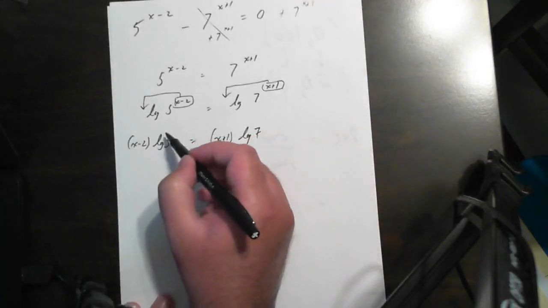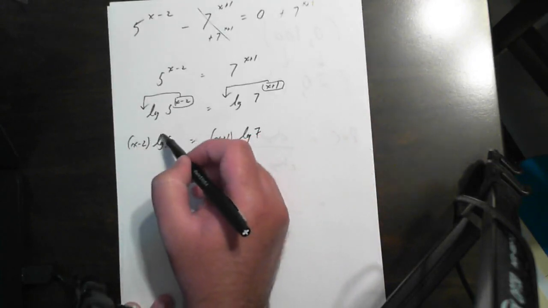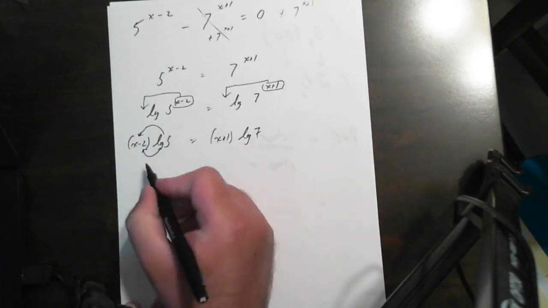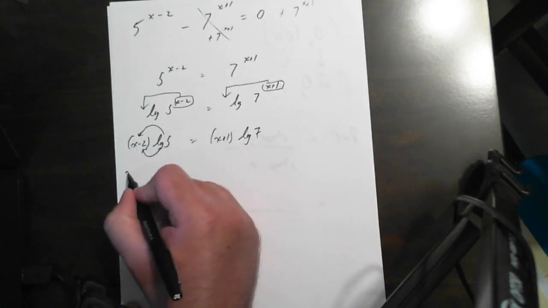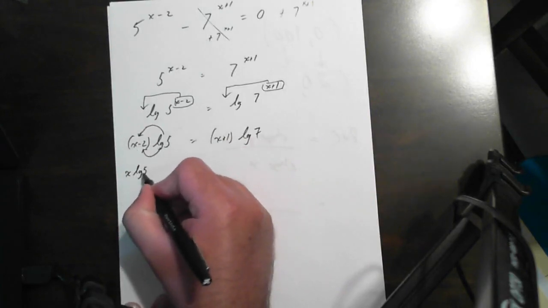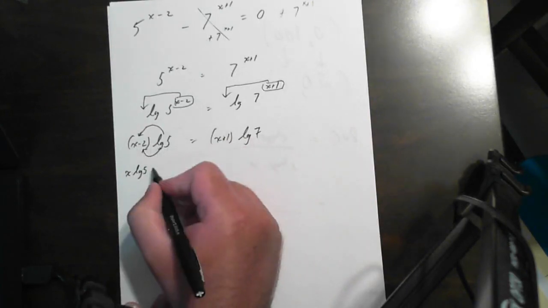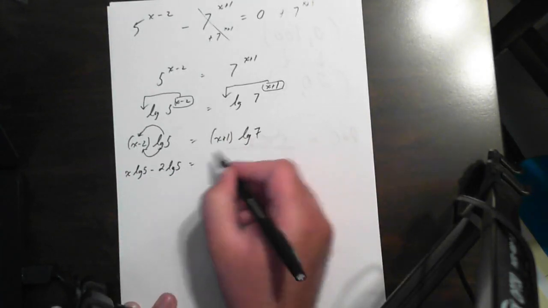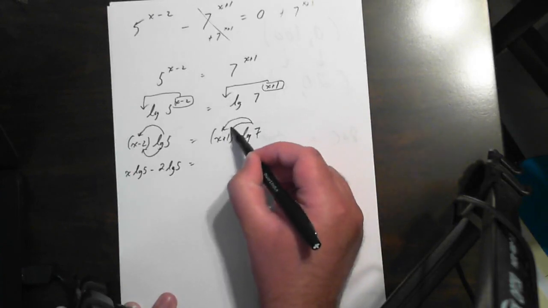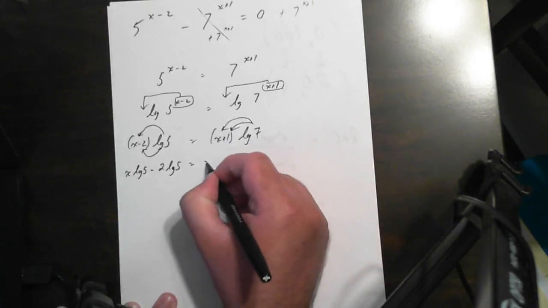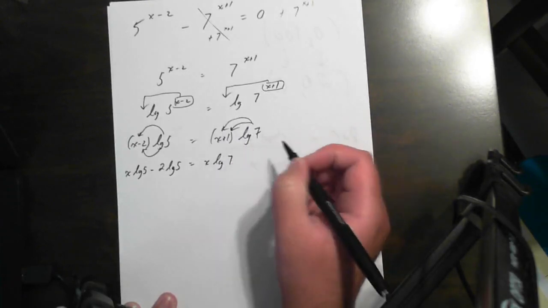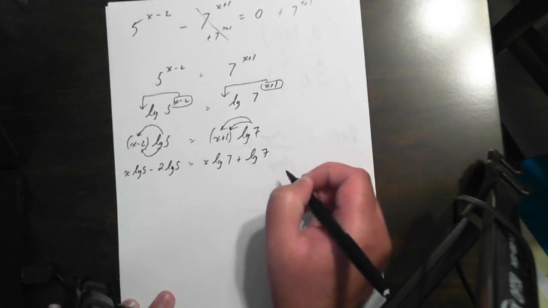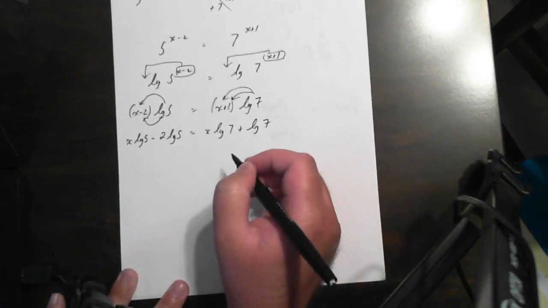Now you might notice that this is really a distributive property. This is log 5 times x, and then log 5 times negative 2. So x times log 5 is x log 5. 2 times log 5, I can just leave as 2 log 5 for now. I distribute on the other side as well. So I've got x times log 7, which is x log 7, then 1 times log 7 is log 7. Now I need to try to solve for x here.